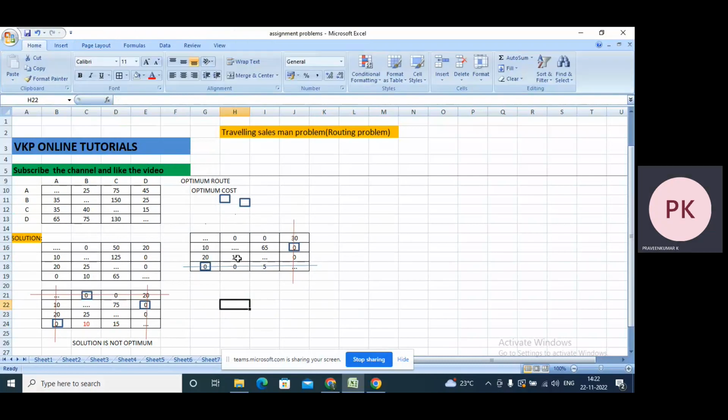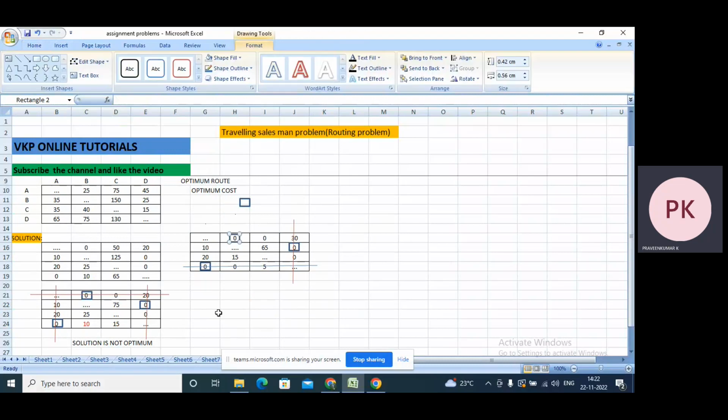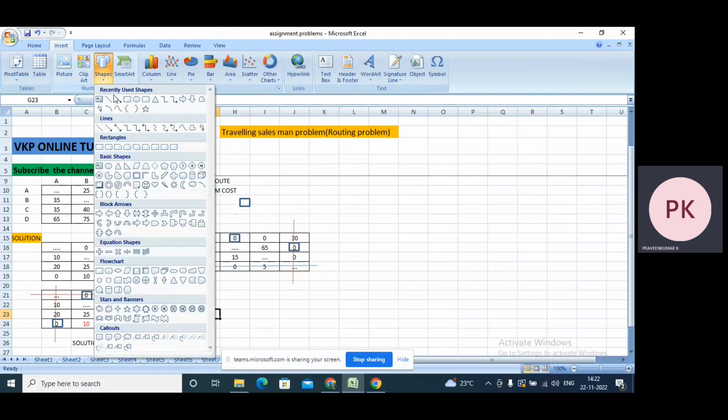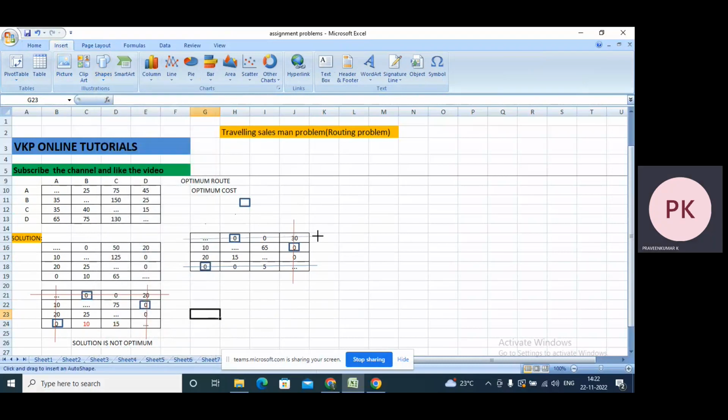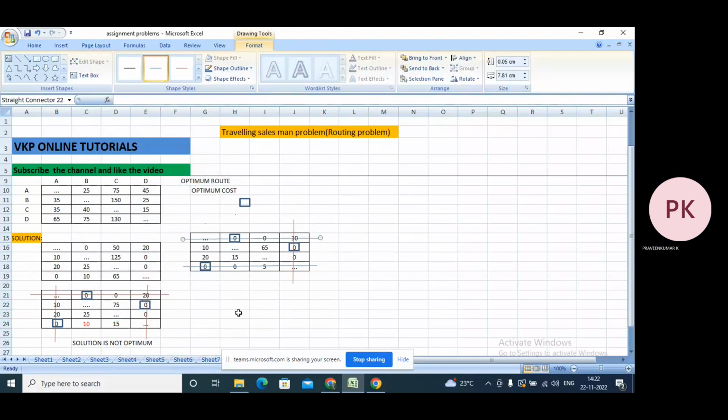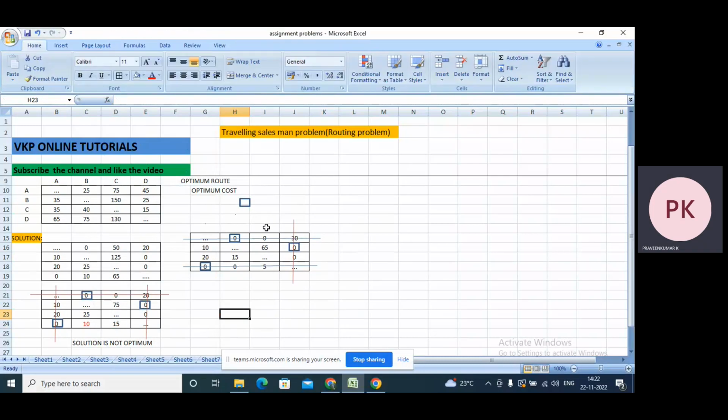Go to the next column, the second column. The second column having a single zero. I'll allocate this zero and I'll cancel the corresponding row. This is my corresponding row. Next, go to the next one. We don't have a zero in the third column. Again here, the number of allocations is 3, but the size of the matrix is 4. Therefore, the solution is not optimum. Again, we are not getting the optimum solution.